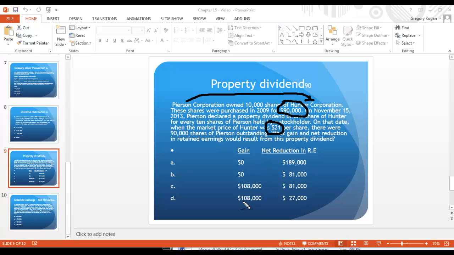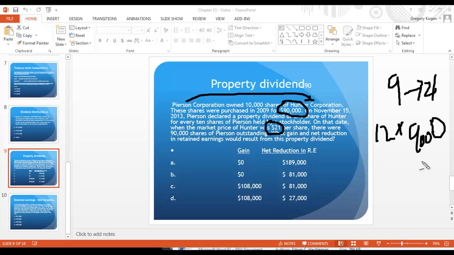And now the market price is 21. And we're saying, what's the gain? Well, we went from 9, right? We went from 9 at first to 21 later. So we had a $12 gain on these shares. So at 9,000 shares, this $12 gain per share, we have a gain of 108, right?